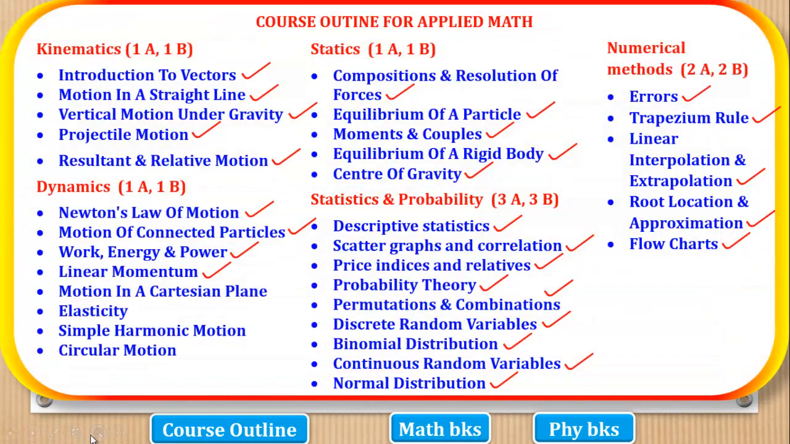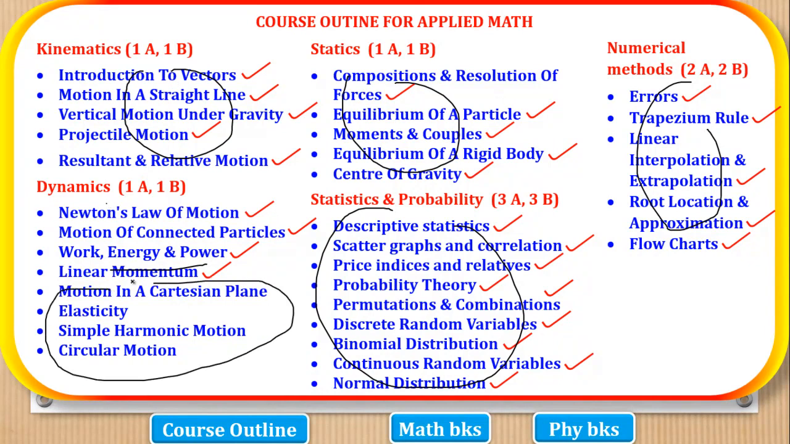Before we start, let's first look at the course outline of this paper. All these are topics which are taught in paper 2 of applied mathematics. What is ticked is available on this platform, and what is not yet ticked will be uploaded with time. So far, statistics and probability is done, numerical methods is done, statics under mechanics is done, kinematics under mechanics is done, and we're left with a few topics of dynamics, and we also finish this syllabus of math paper 2, after which we shall go entirely to physics.